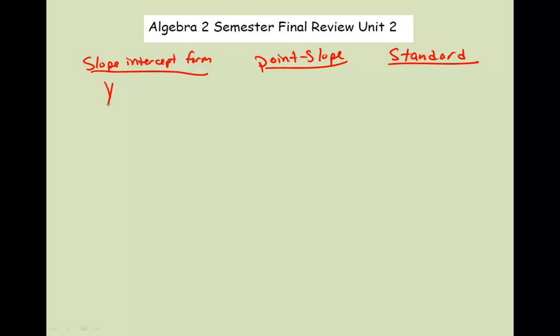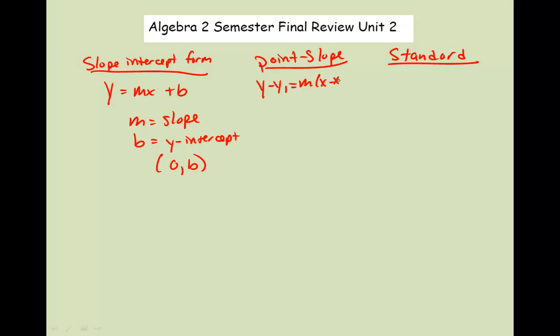Slope-intercept form is y equals mx plus b. Point-slope form is y minus y1 equals the slope times x minus x1. And x1 and y1 are the point that we're going to substitute into the formula.